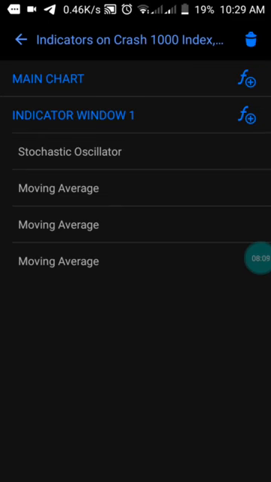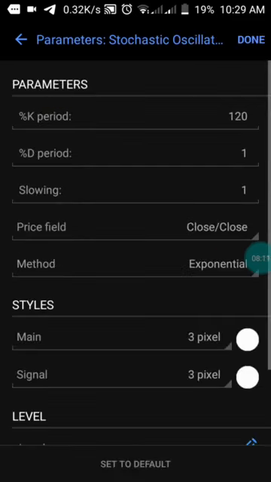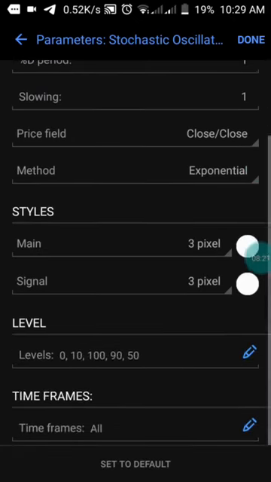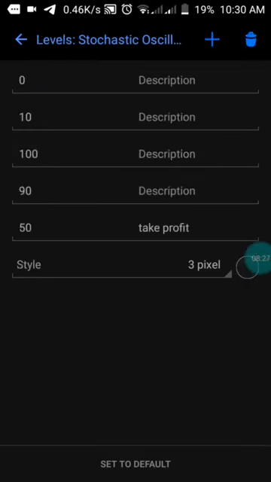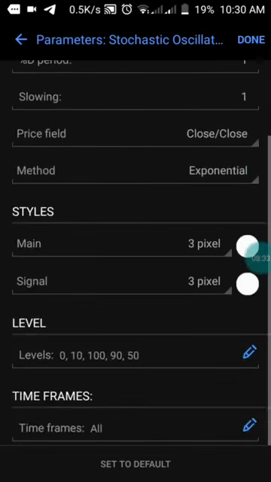We have the oscillator here. The first thing is the oscillator. We have the K period of 120, the D period of 1, the slowing of 1, and we have the price feed of close. We have the method to be exponential. We have our two colors to be white, which is the color of our background. And we have different levels also. Our levels are 10, 100, 90, and 50. You just screenshot it the way I show you guys.